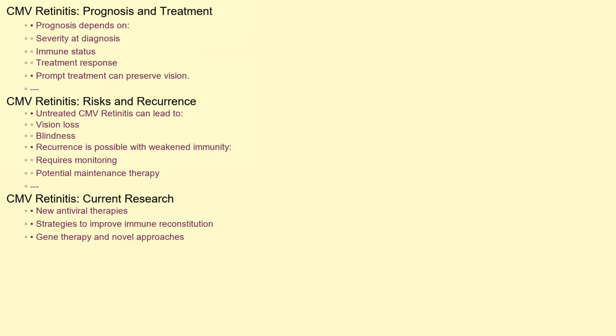The prognosis for CMV retinitis depends on several factors, including the severity of the infection at the time of diagnosis, the individual's immune status, and their response to treatment. With prompt and effective treatment, vision can often be preserved. However, if left untreated, CMV retinitis can lead to significant vision loss and blindness. Recurrence is also possible, especially in individuals with persistently weakened immune systems, requiring ongoing monitoring and potentially long-term maintenance therapy.